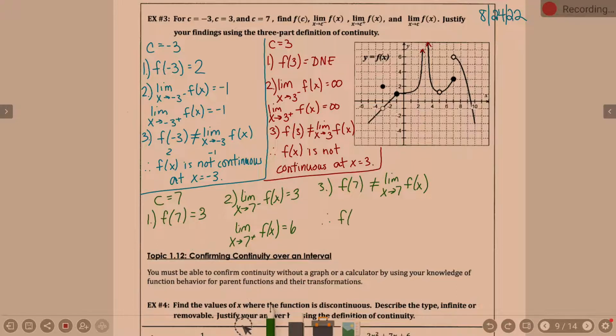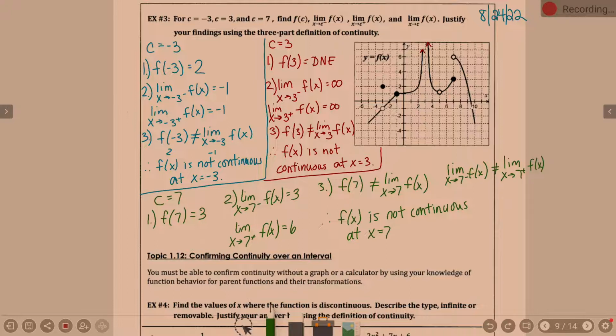So therefore, again, f of x is not continuous at x equals 7. And one thing that could definitely be included somewhere here if you want is that the limit as x approaches 7 of f of x from the left does not equal the limit as x approaches 7 from the right.